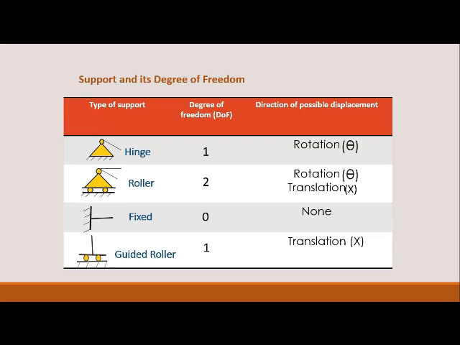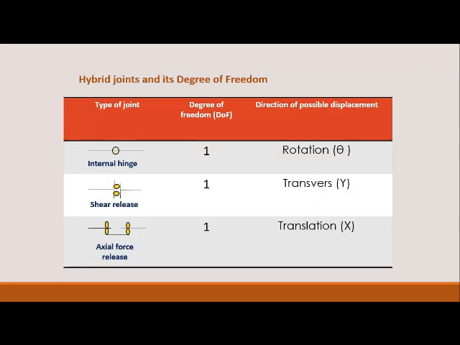Next we consider the fixed joint, where there are no degrees of freedom in the joint, because all three possible directions of movement are restrained. We may also term it a clamped joint. In the fourth one, there is a guided roller where only horizontal or translational movement is possible, so it has one degree of freedom.